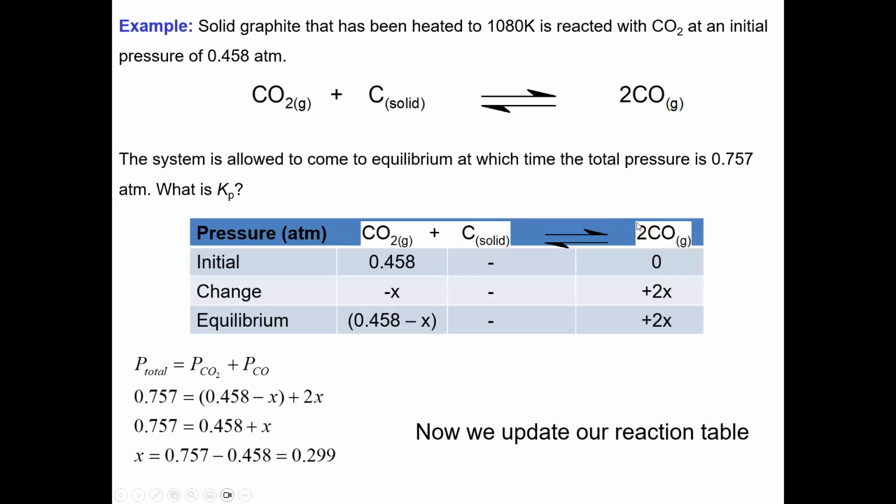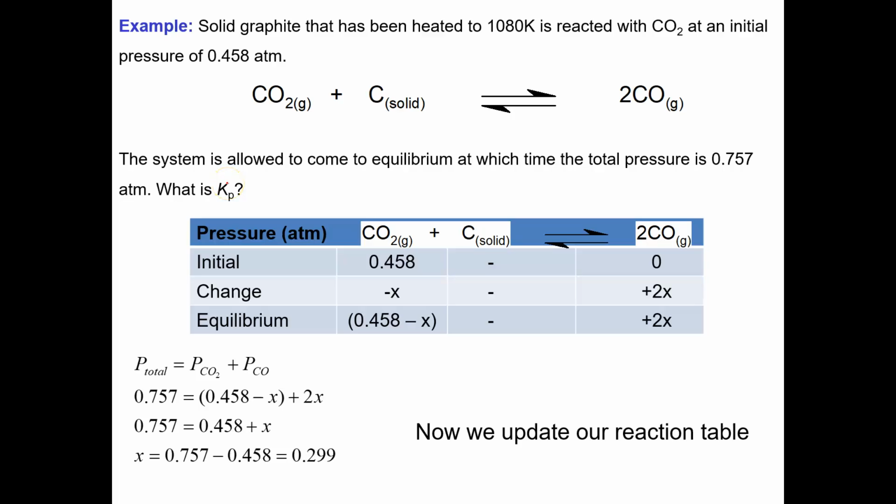So here's an example. It says solid graphite that has been heated to 1080 Kelvin is reacted with carbon dioxide at an initial pressure of 0.458 atm, and then we are given the reaction. It says the system is allowed to come to equilibrium, at which time the total pressure is 0.757 atm. What is Kp? So what is the equilibrium constant in terms of pressures?